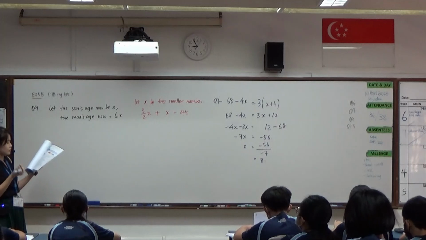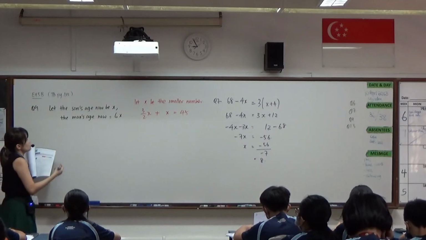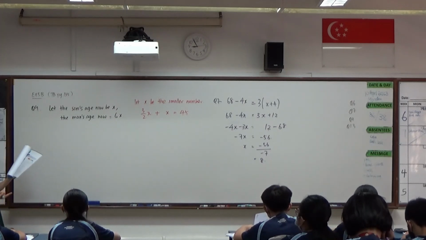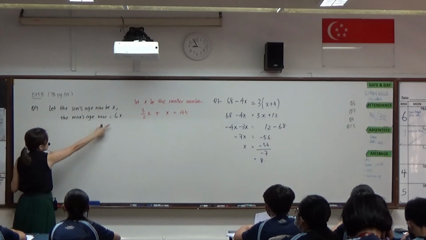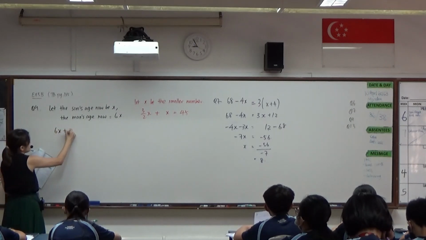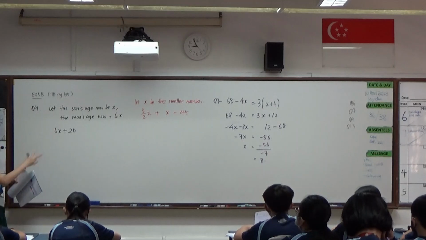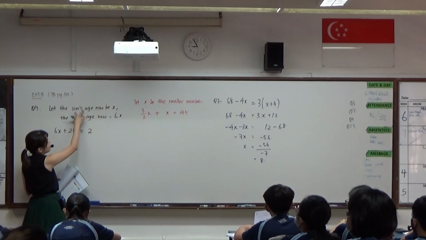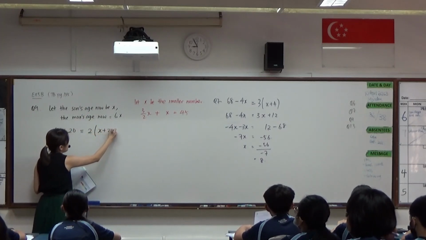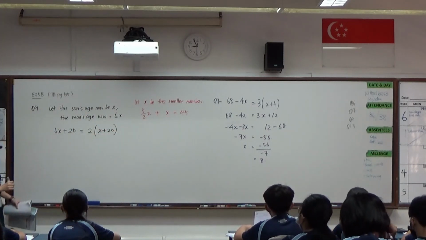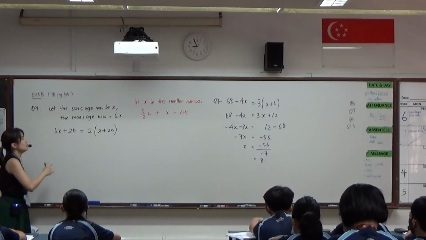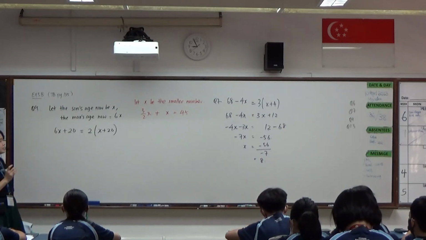20 years later, that means that each of the ages will plus another 20. The man will become twice as old as his son. So 20 years later, the man is actually 6x plus 20. And this age itself is 2 times the age of the son 20 years later. So 20 years later for the son is x plus 20. 2 times of that will mean that our equation is being formed this way.